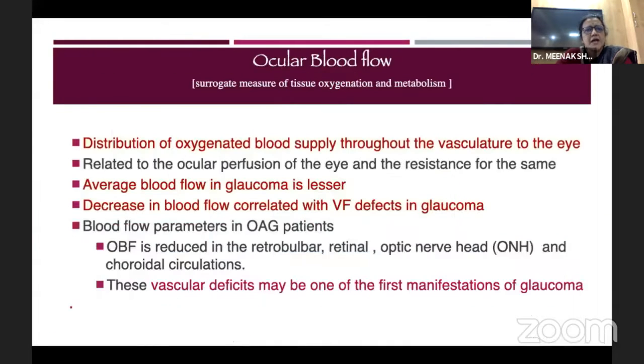Ocular blood flow is the distribution of oxygenated blood supply throughout the vasculature to the eye. The average blood flow is lesser in glaucoma, and decreased blood flow is correlated with visual field defects. The ocular blood flow is reduced in the retrobulbar, the retinal, the optic nerve head, and the choroidal circulations. It may actually be the first deficit, the first manifestation of glaucoma.